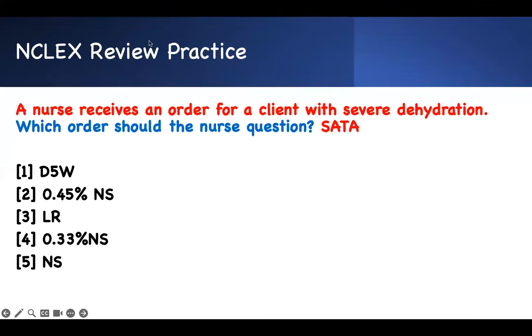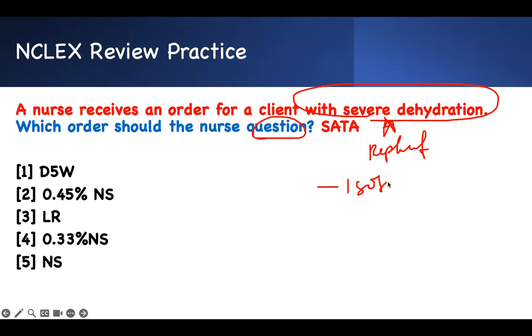Number 2. Which order should the nurse question? A nurse receives an order for a client with severe dehydration. I'm really, really dehydrated. You need replacement of fluid. Which one is best in replacing fluid? I have to give you that is isotonic. It's the best fluid resuscitation.